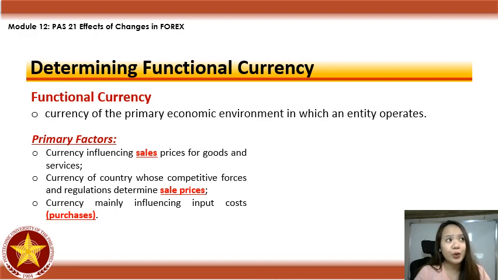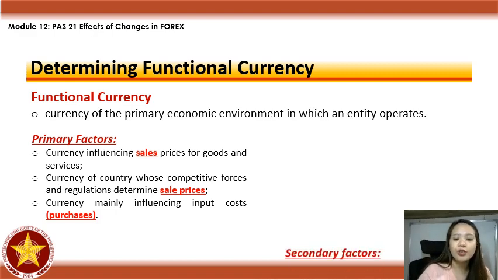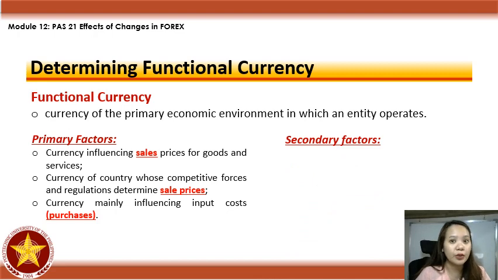Pero what if yung currency niya madami, halo-halo, tapos yung sale prices hindi clear kung ano yung currency, or wala namang government or regulations that sets the sale prices. Tapos yung input cost niya, iba-ibang currency din. So, parang unclear ka dun sa primary factors. If unclear ka dun sa primary factors, you can look at the secondary factors. Kapag lang unclear ka pa dun sa primary factors.